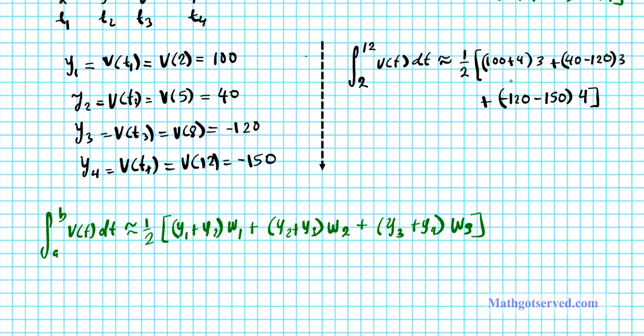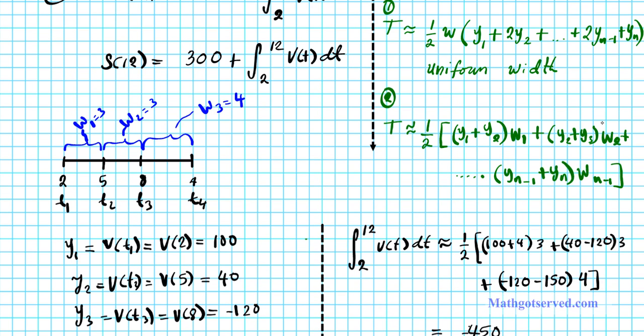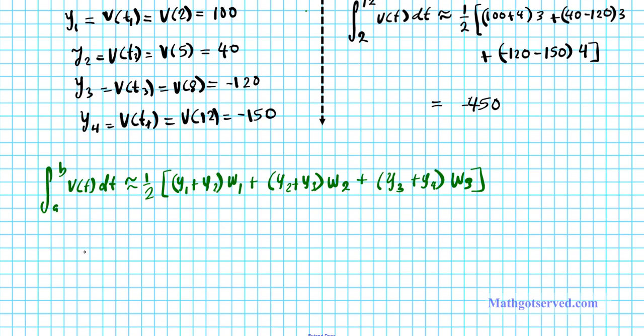Okay, and then when you do the calculations in your calculator, you end up with negative 450. Well, this is without adding the other piece to it. All right, so remember we also still have to add this 300 right there to finish up the whole problem. So S, the position at t equals 12 minutes is approximately 300 plus negative 450. And your final answer is going to be negative 150 meters.